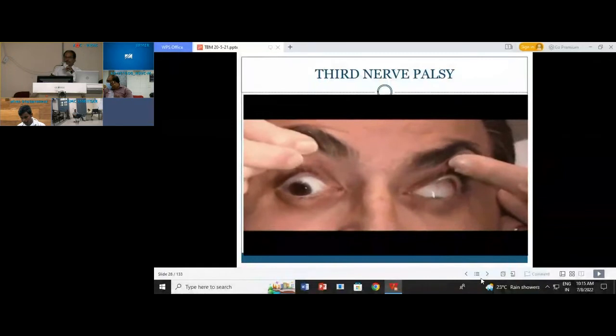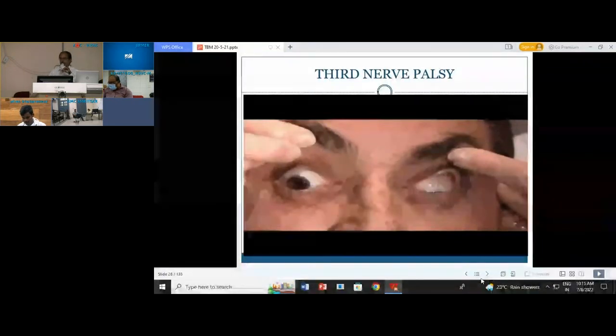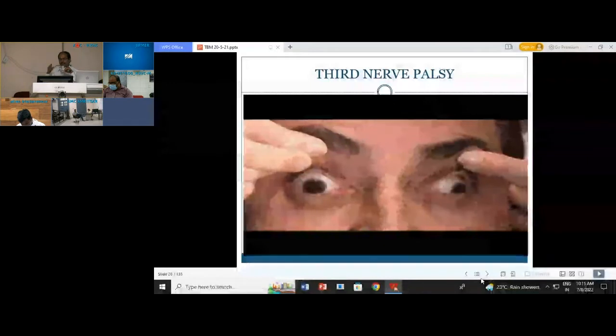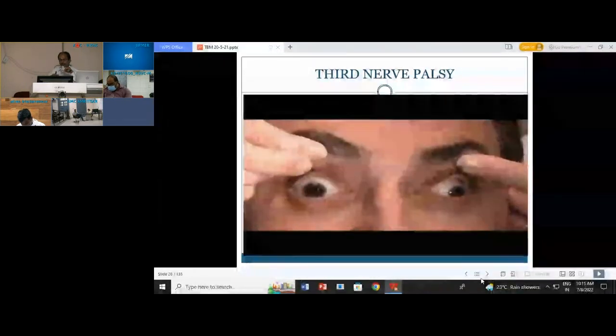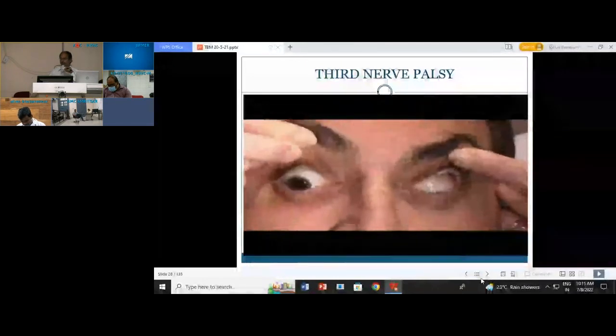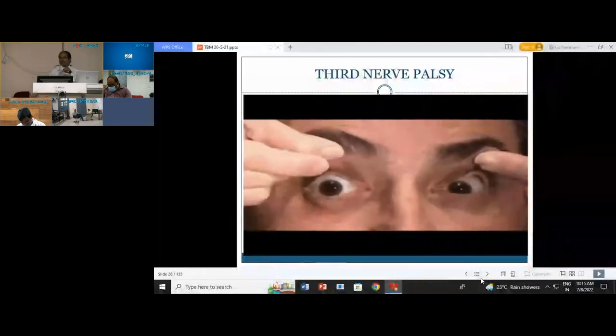drooping of the lid, dilated pupil, and divergent squint. You can see here the patient has difficulty elevating the right eyeball, and you have seen the ptosis. In the pupil also you can see it is dilated, with drooping and divergent squint. Third nerve palsy can be a presenting feature of tuberculous meningitis.